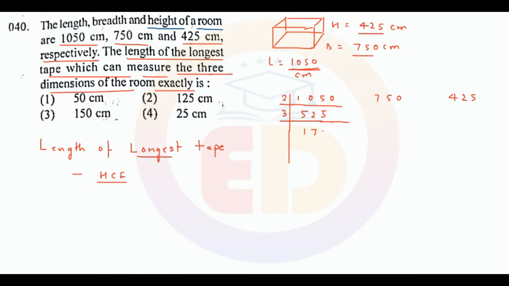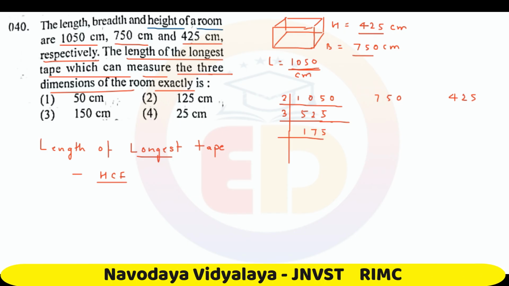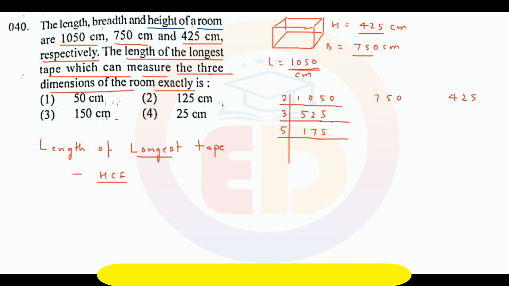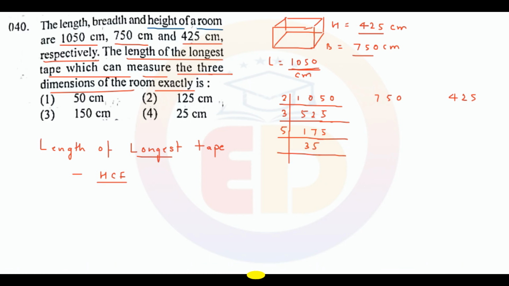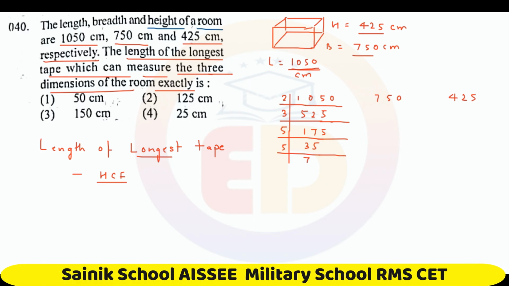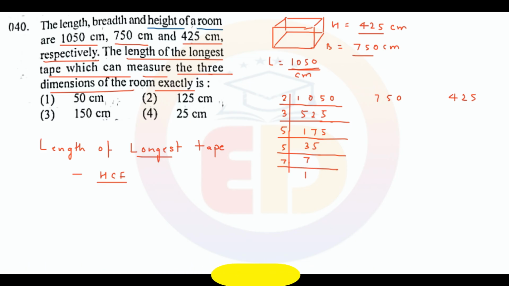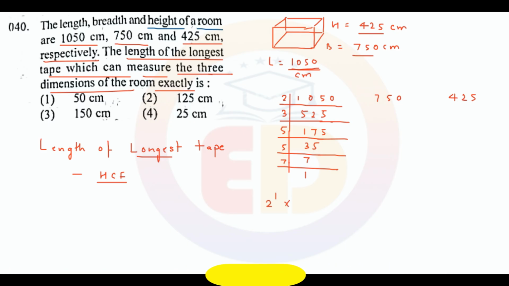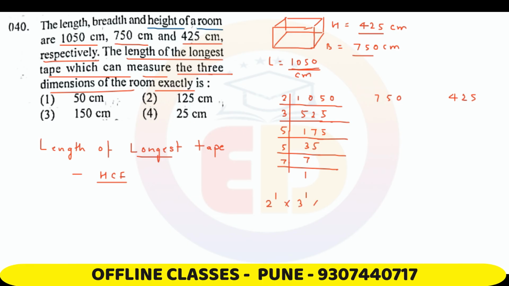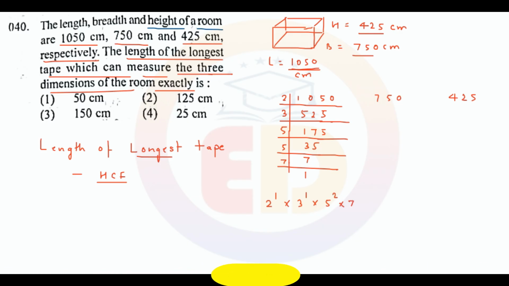It will give me 175. Now 175 is not divisible by 3. We have to divide by 5. It is 35. I will again divide by 5. It is 5 sevens are 35 and 7 ones are 7. So the factors are 2 power 1, 3 power 1, 5 power 2 and 7 power 1.